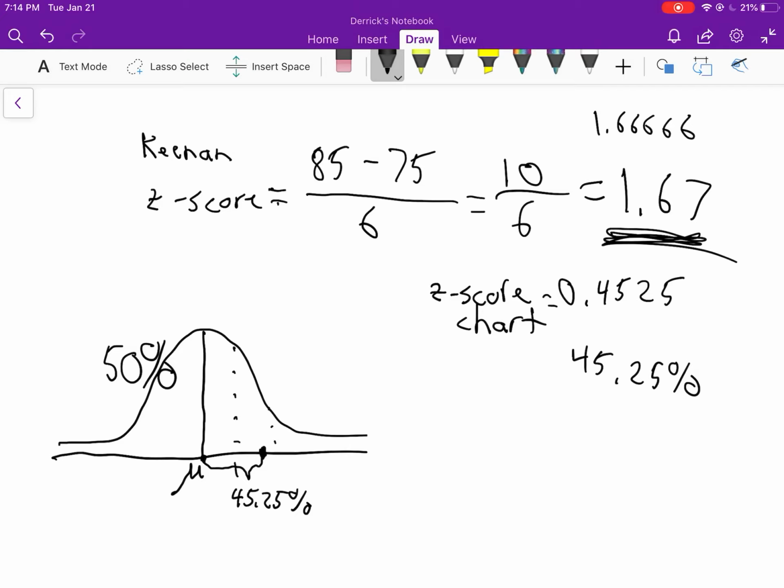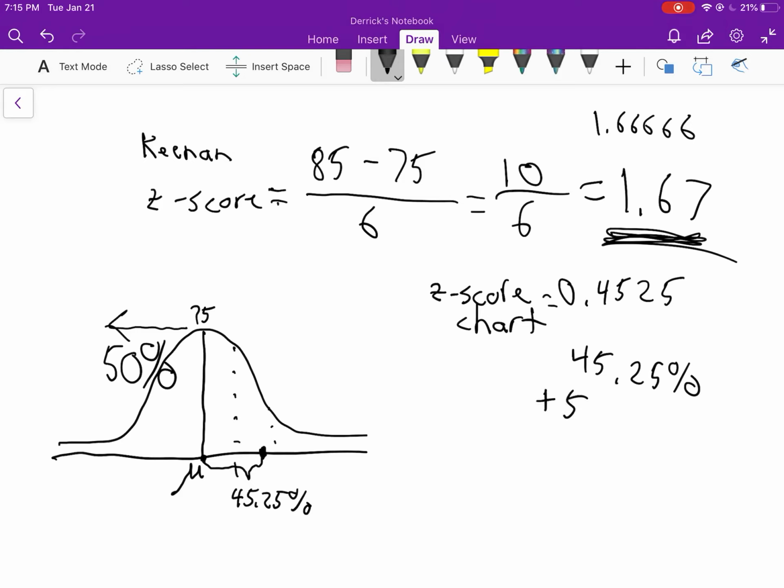Think about this in real life terms. The mean was 75 according to this class. If the mean is 75, that's right here. There's tons of other scores over here that you could get, right? Somebody's failing this, somebody's getting just a 72, somebody's getting a 68, D+. There's plenty of scores back here. Keenan's getting a better score than all of those people because he got an 85. If they got lower than a 75, he's got a better score than them. So it's not just 45.25%.